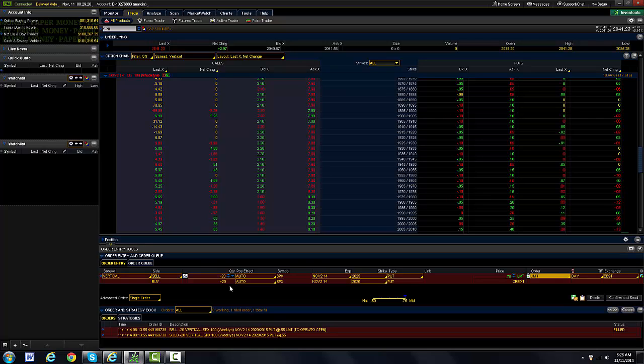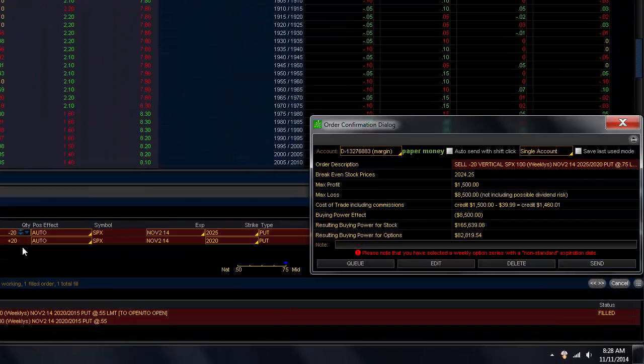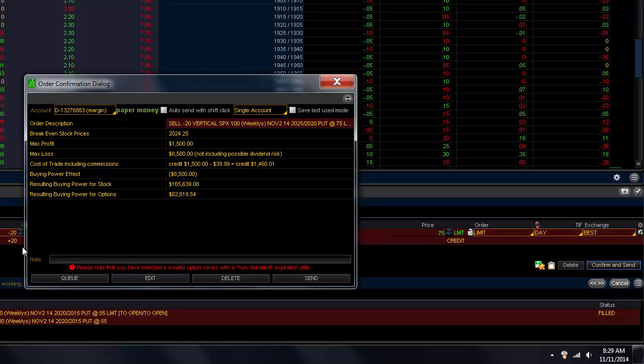Selling 20 SPX 100 weeklies, November 2nd, 2014, put at 75 cents limit. So we're going to confirm now, and we'll review the order before sending it. We're selling 20 vertical SPX 100 weeklies, November 2nd, 2014. The put is at 75 cents limit.